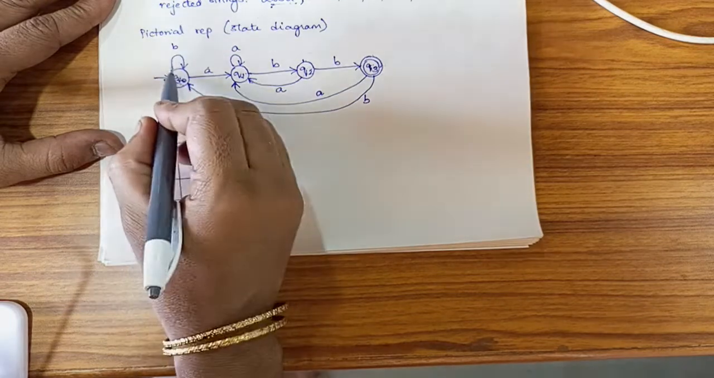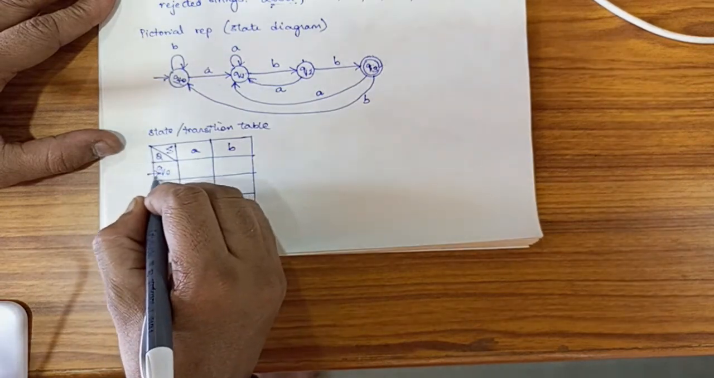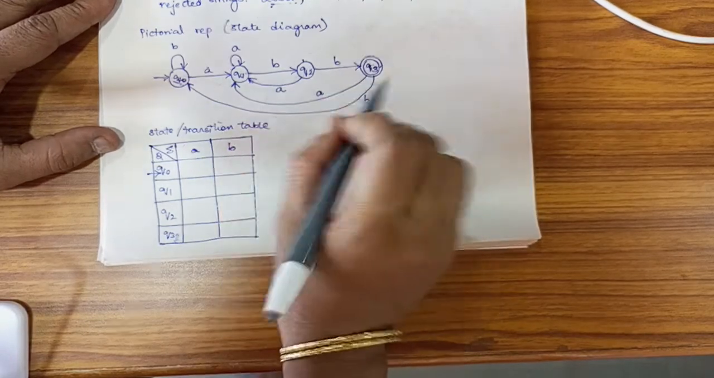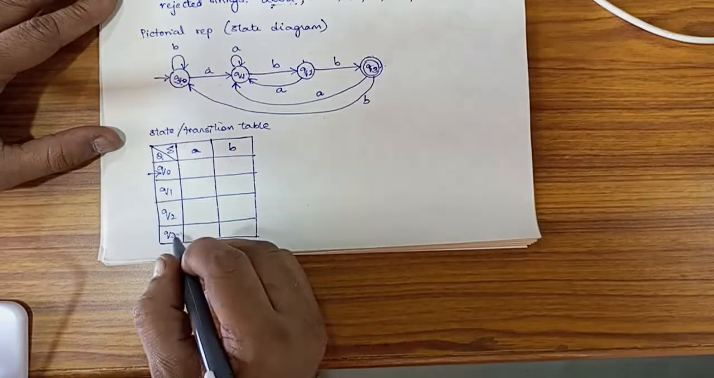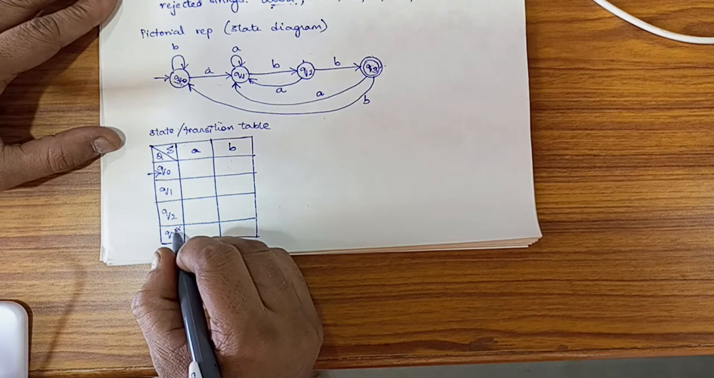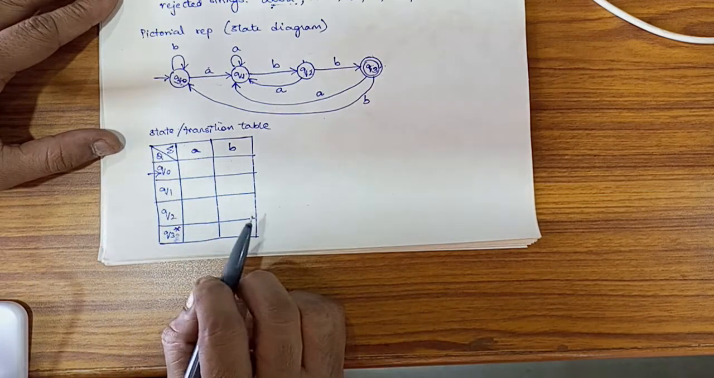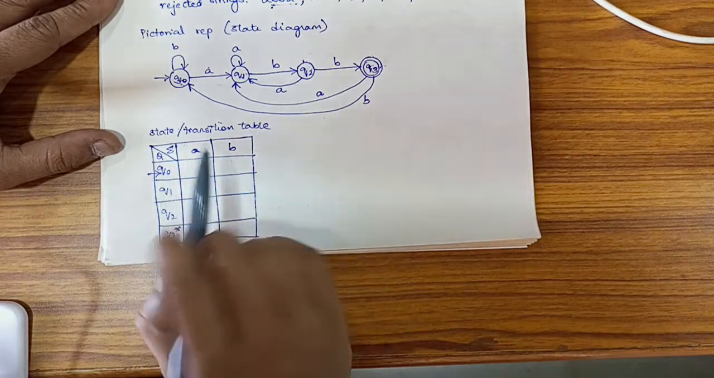What is the start state over here? Q0 is the start state. You will be representing the start state with the arrow. What is the final state? In this case, I have only one final state, which is Q3. Q3 you will be representing with a star on the top. Okay. Once I have filled all the basic details, let me start filling the table.